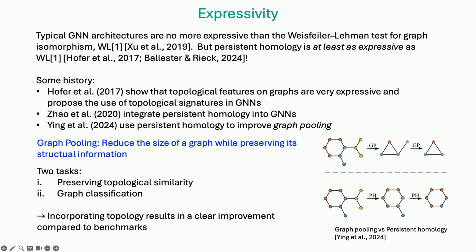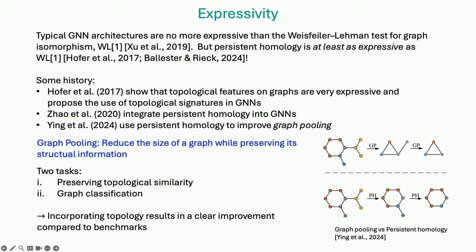So going back to the question of expressivity, typical GNN architectures are no more expressive than the Weisfeiler-Lehman test for graph isomorphism. This is a classical result which is known. But more recently, what's been shown is that persistent homology is at least as expressive as WL. So this is sort of motivating why persistent homology can actually be useful in this case.